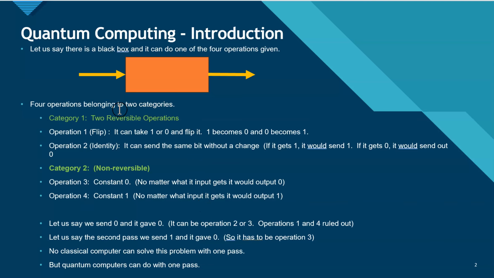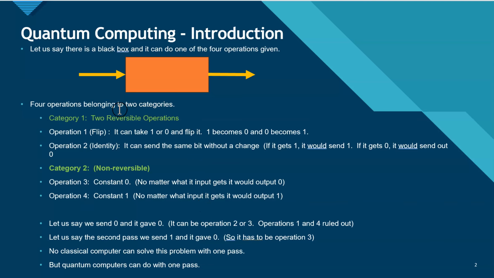So can you do it in 1 pass? Let's see. Let's say we send 0 and it gives 0. Operation 1 is flip. So if we send 0, it will flip if it's operation 1, so it will give 1. It gave 0, so it's not operation 1.